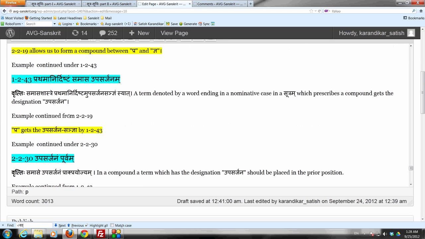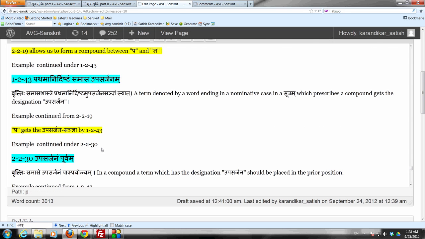These two rules are going to be used in every compound. Every compound we have to look at these two rules, 1.2.43 prathama nirdishtam samasa upasarjanam and upasarjanam purvam. So keep on practicing these, and they are going to be used over and over again.